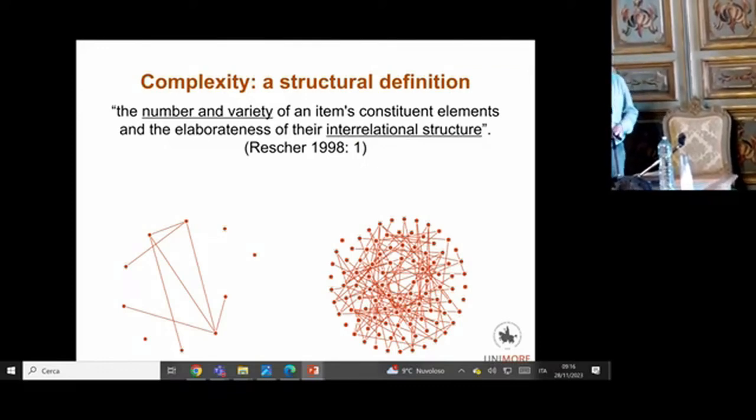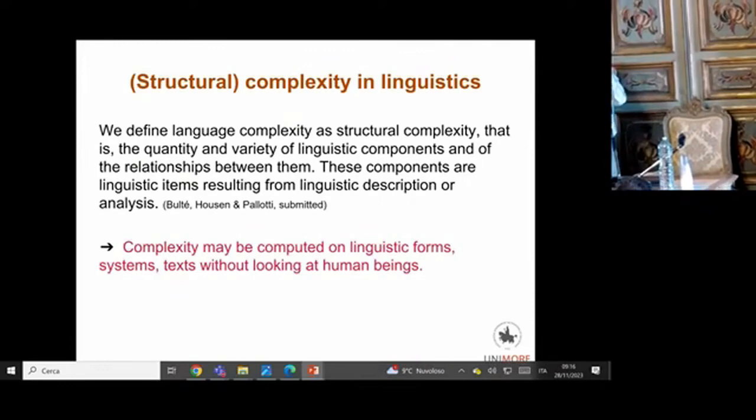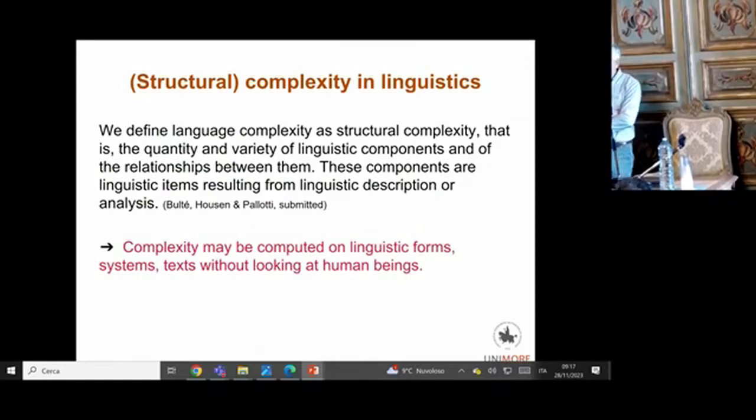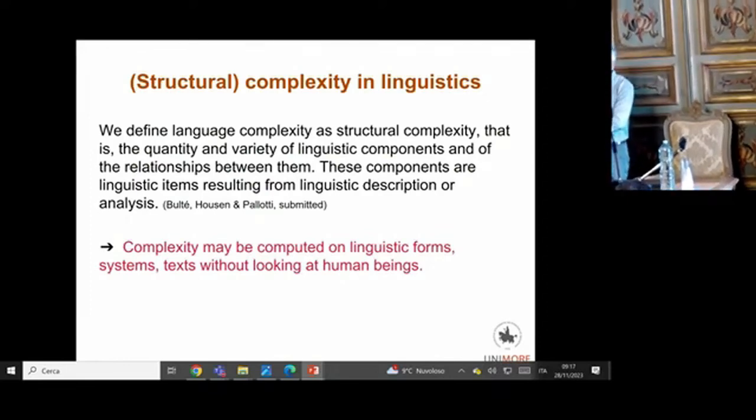What about language? In linguistics, this is an article I'm writing with Bram Boulter and Alex Sausen, so it's work in progress, but I'm going to take some passages, but also some ideas from our joint reflection. We've been thinking about these things for years now. So in our definition, language complexity is structural complexity. That is the quantity and variety of linguistic components and of the relationships between them. These components are linguistic items resulting from linguistic description or analysis.